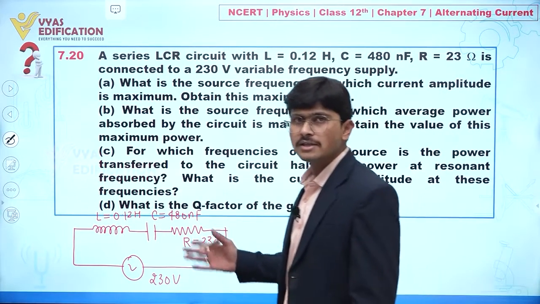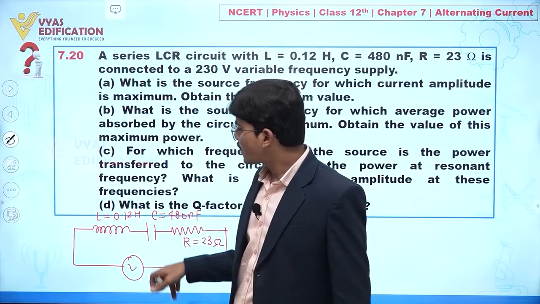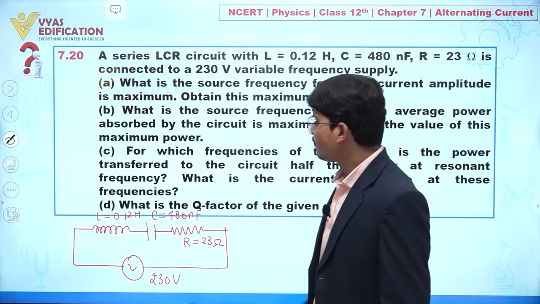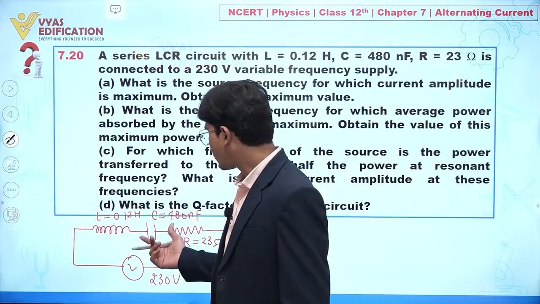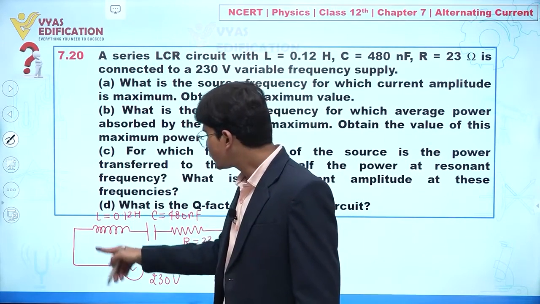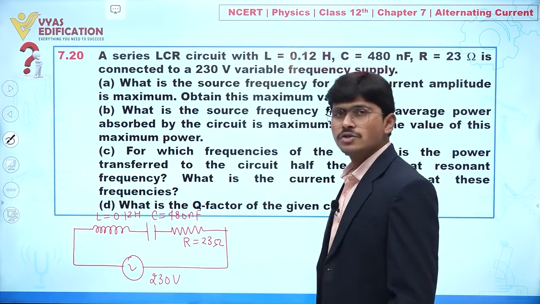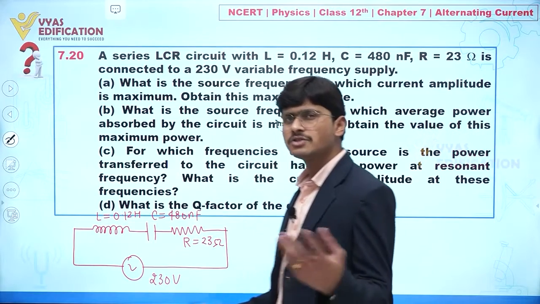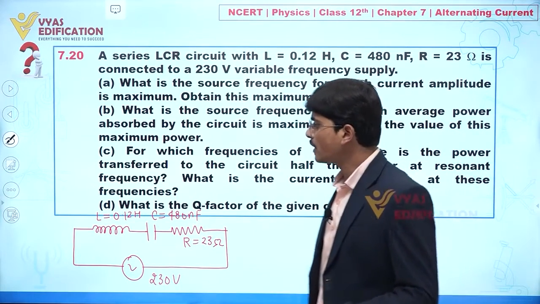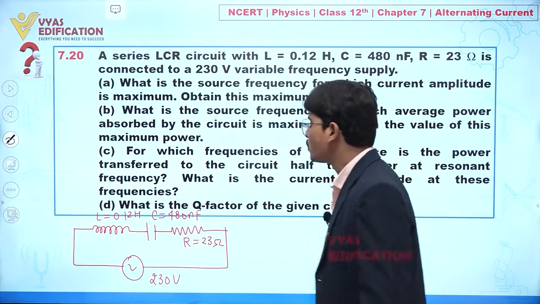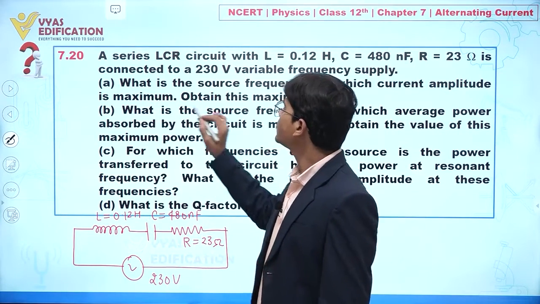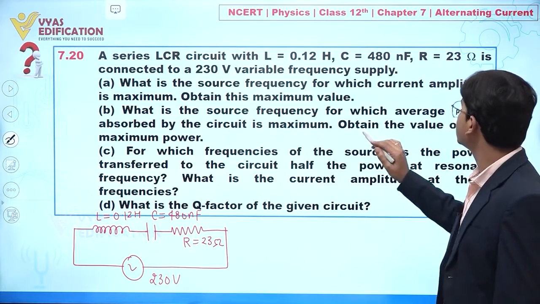As you can see on this screen, I already drew this series LCR circuit. We have three components: an inductor, a capacitor and a resistor, connected to a variable source with VRMS of 230 volt and a standard frequency. You can find the frequency also. Clear?